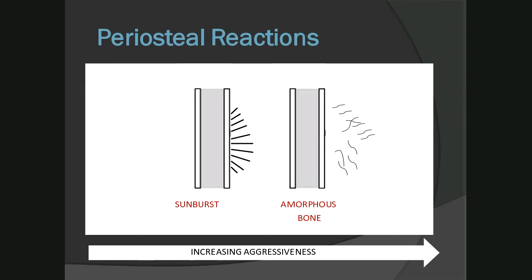And then moving even more to the right of the scale, we look at sunburst and amorphous new bone, and this is highly suggestive of neoplasia, and it's the most aggressive type of bone or periosteal reaction that we can see.